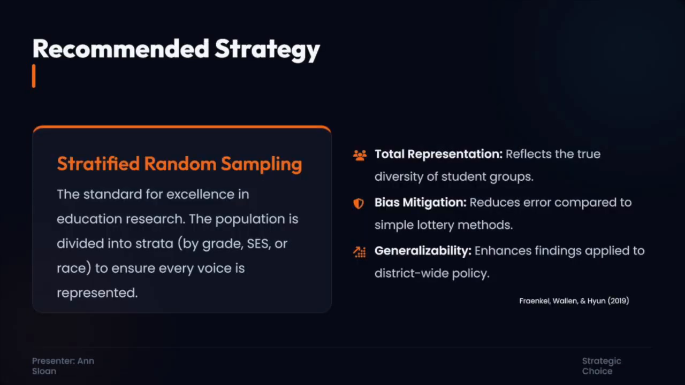For a district-wide study on attendance and academic outcomes, stratified random sampling is recommended. We consider this the standard for excellence in educational research because it deliberately splits the student population into distinct strata, such as grade level, socioeconomic status, or racial demographics, before sampling begins. This method guarantees representation, ensuring the smaller or marginalized student groups are not erased by a simple lottery method.